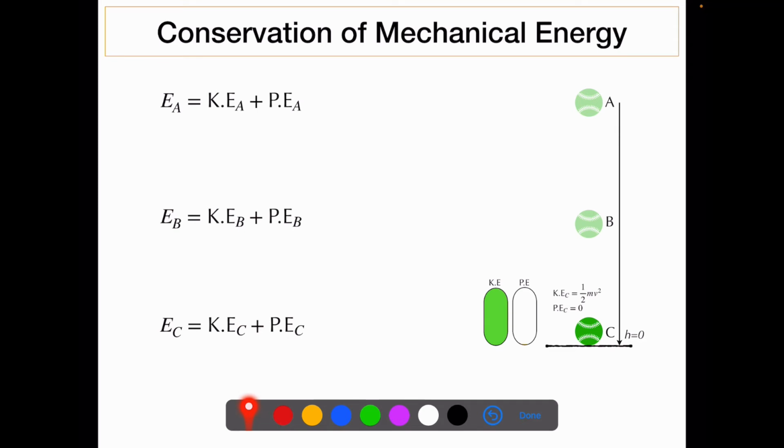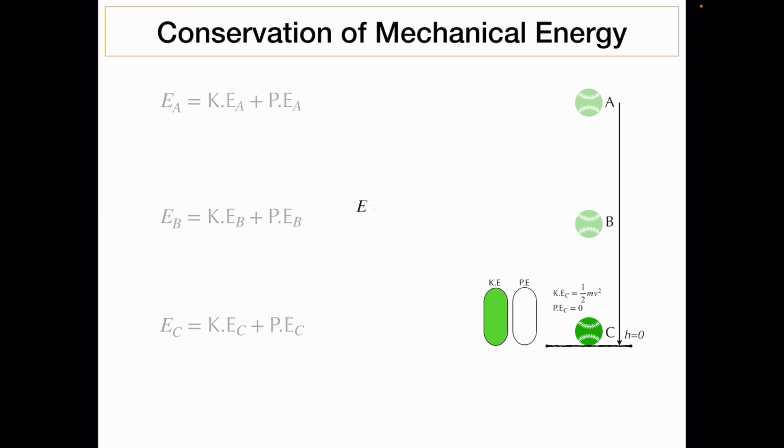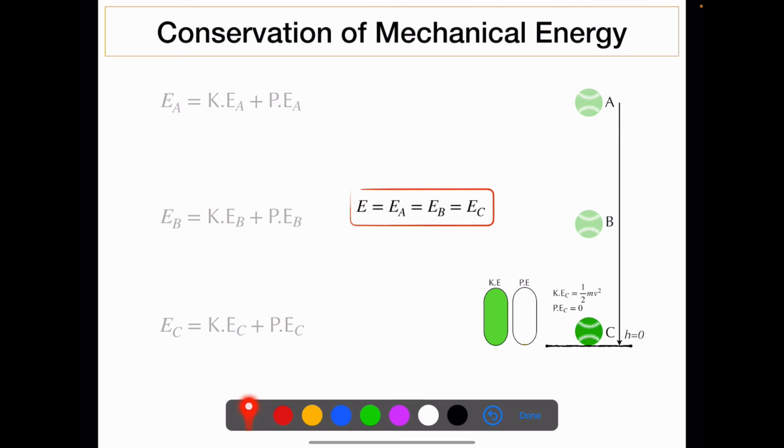And at all these three stages, the total mechanical energy at point A will be equal to the total mechanical energy at point B will be equal to total energy at point C, and we can call it the total energy E. So you must have observed that during the motion there was fluctuation in the potential energy and the kinetic energy. When the object was falling down, the potential energy was decreasing while the kinetic energy was increasing, but the overall sum remained constant. This is the conservation of mechanical energy.